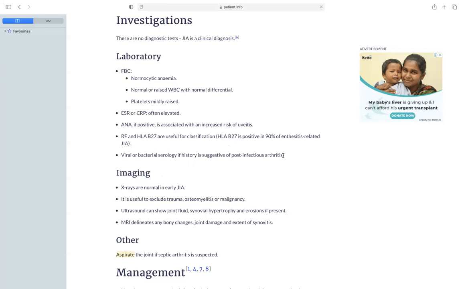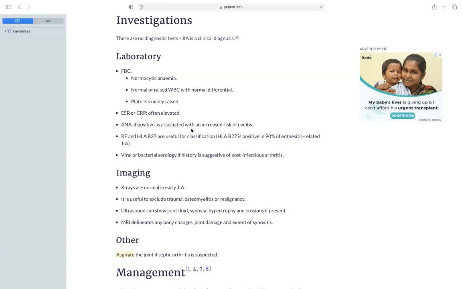So in the investigations, let's all remember CBC, which is common, CRP, ESR, which are often elevated, and ANA, because if it is positive, you will think there is a risk of uveitis, and even before the symptoms, you can refer to the ophthalmologist to see, because it will be a gradual process. Maybe the child may present to you late. If the ophthalmologist can see, and if he needs to, he can treat them early to prevent the loss of vision.